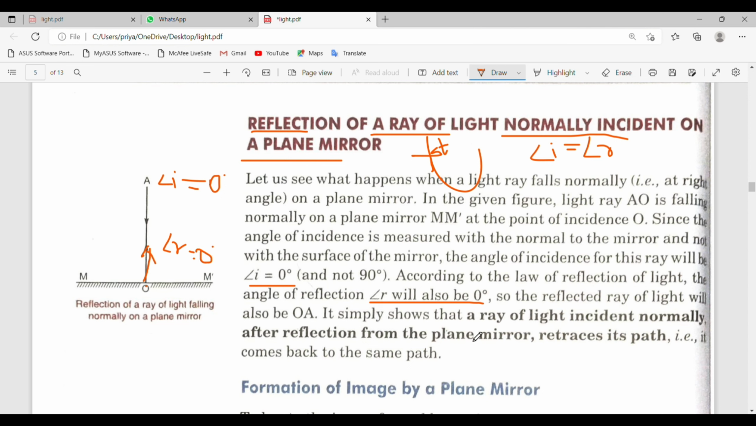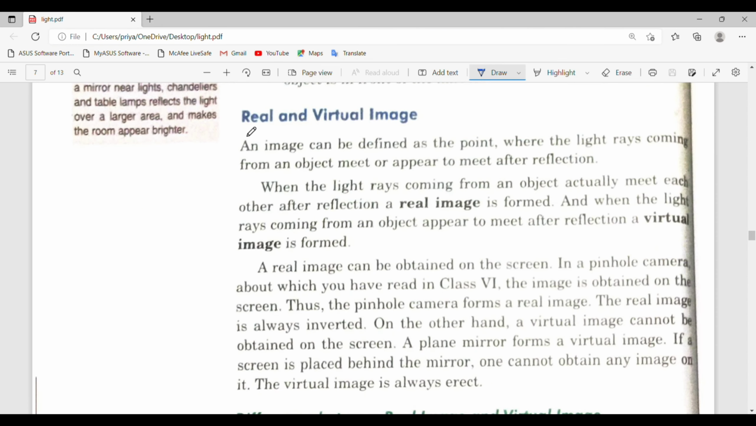That is why they are saying a ray of light incident normally, after reflecting from the plane mirror, retraces its path, that is, it comes back along the same path without forming any angle, because it is following the first law of reflection. Okay? Now we are going to study about real and virtual images.